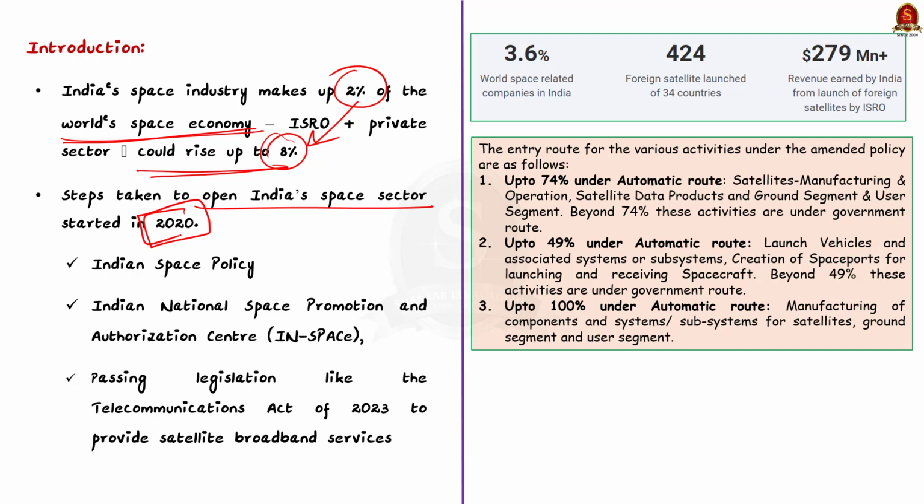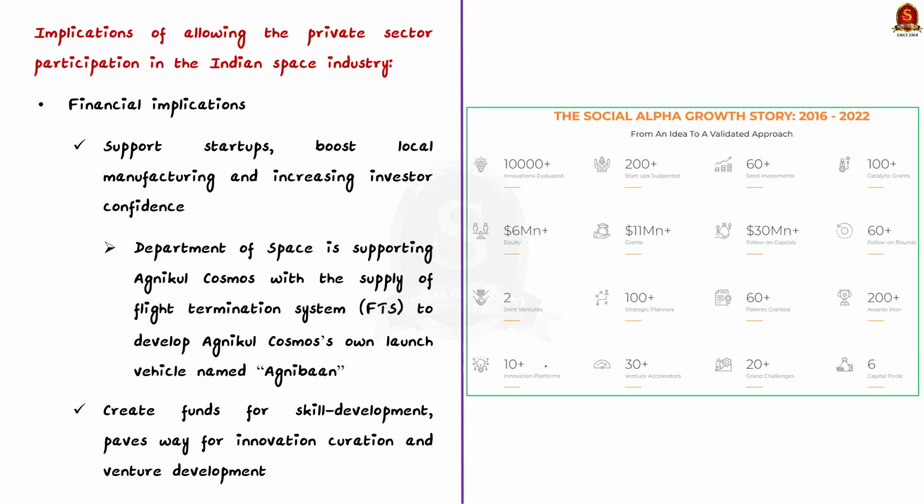This includes releasing geopolitical guidelines, enacting the Indian Space Policy, establishing the Indian National Space Promotion and Authorization Center in Space, and passing legislations like the Telecommunications Act of 2023 to provide satellite broadband services. Currently, the government has decided to allow 100% of FDI in certain aspects of the space sector and up to 74% and 49% in other areas. These liberalized entry routes will attract foreign investments and stimulate growth in the space economy. The following are the implications of allowing the private sector participation in the Indian space industry. This way, you can link the intro part with the main body of the answer.